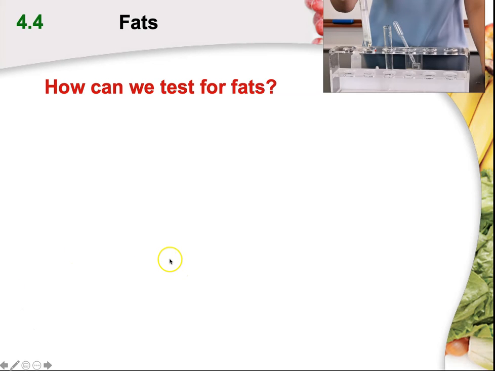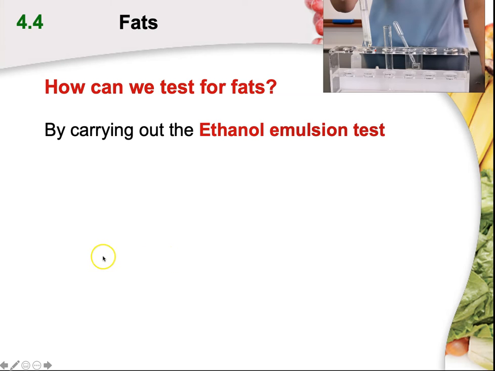Okay, so from the experiment in the video, you would have noticed that we carry out an ethanol emulsion test. Why do we use the word ethanol emulsion test? Because we use the alcohol, ethanol. And why do we say emulsion? Because from the video you can tell that if fats are present, you will get this cloudy white mixture. This is known as an emulsion because fat and water are immiscible. That means fat cannot dissolve in water.